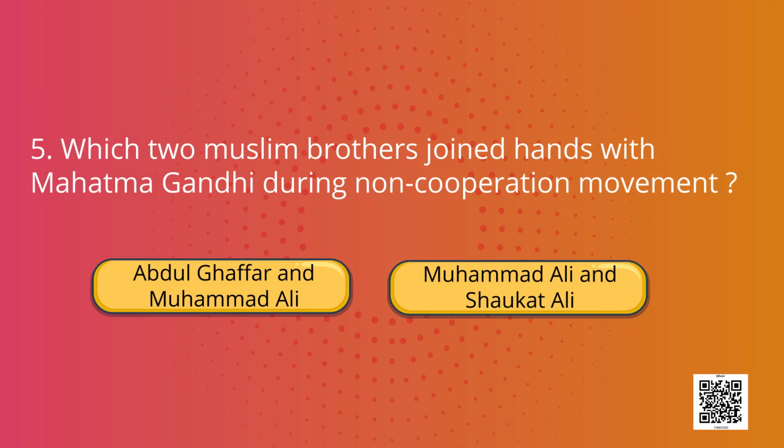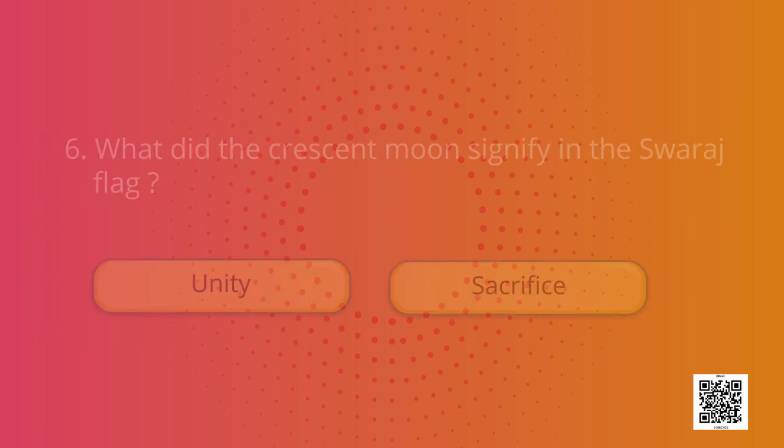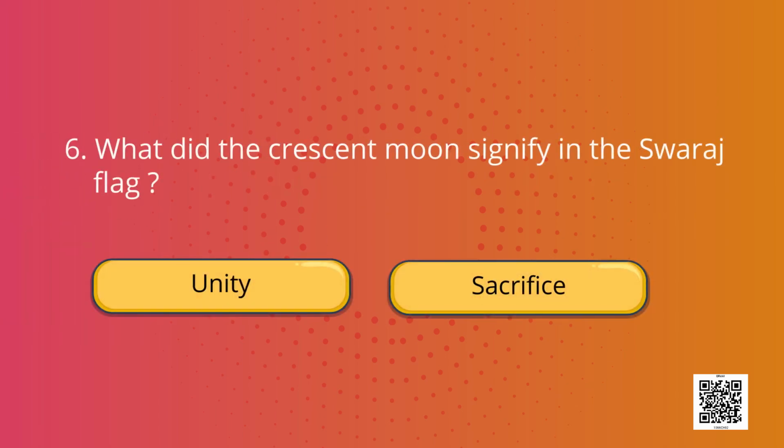The next question is, which two Muslim brothers joined hands with Mahatma Gandhi during the non-cooperation movement? The options are Abdul Ghaffar and Muhammad Ali or Muhammad Ali, Shaukat Ali. And the answer is Muhammad Ali, Shaukat Ali. And the last question is, what did the crescent moon signify in the Swaraj flag? The options are unity or sacrifice. And yes, the answer is unity.